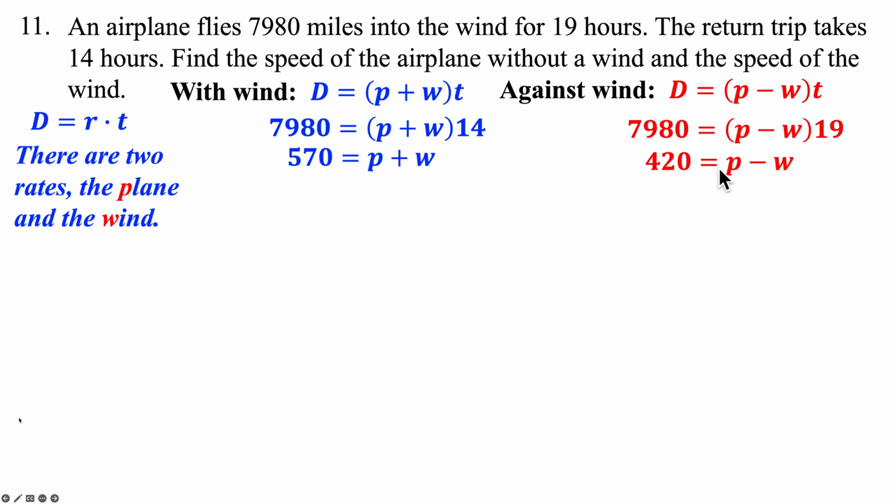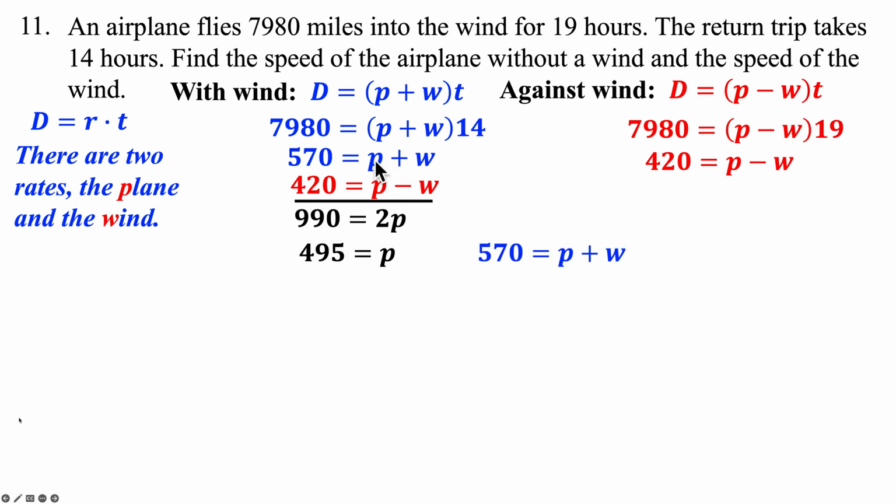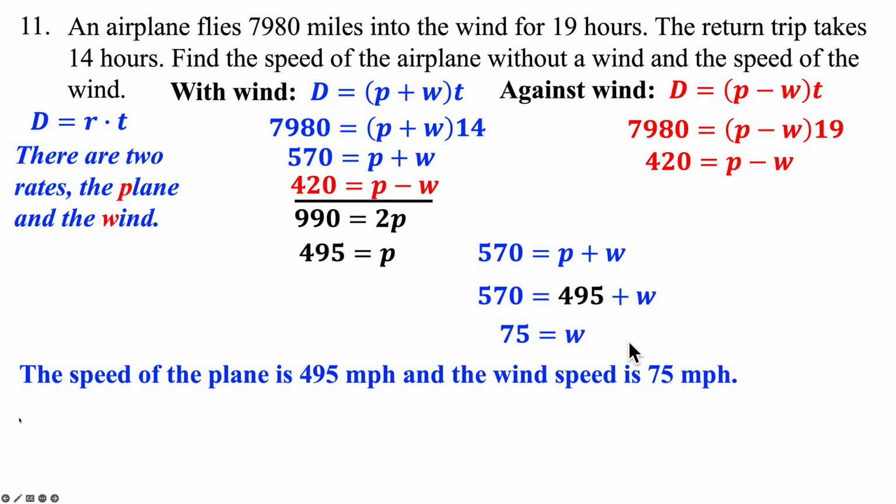Now I bring the 420 minus PW over. My W's are opposites, just add them together. 570 plus 420 is 990. P plus P is 2P divided by 2. The plane speed is 495 miles per hour. Now take one of these two equations right here, the blue or the red one. I went with blue because everything's positive. Put 495 in for P, subtract it from 570. The wind was at 75 miles per hour.